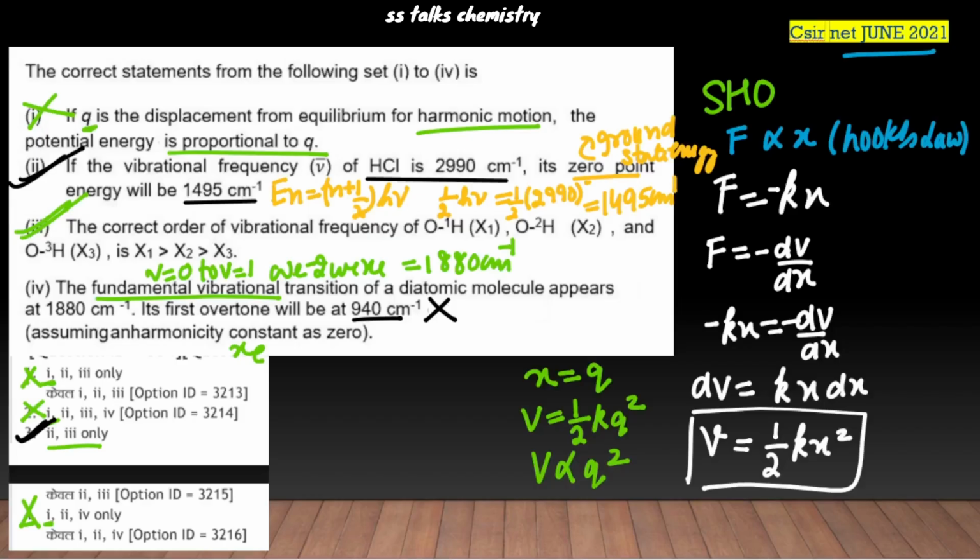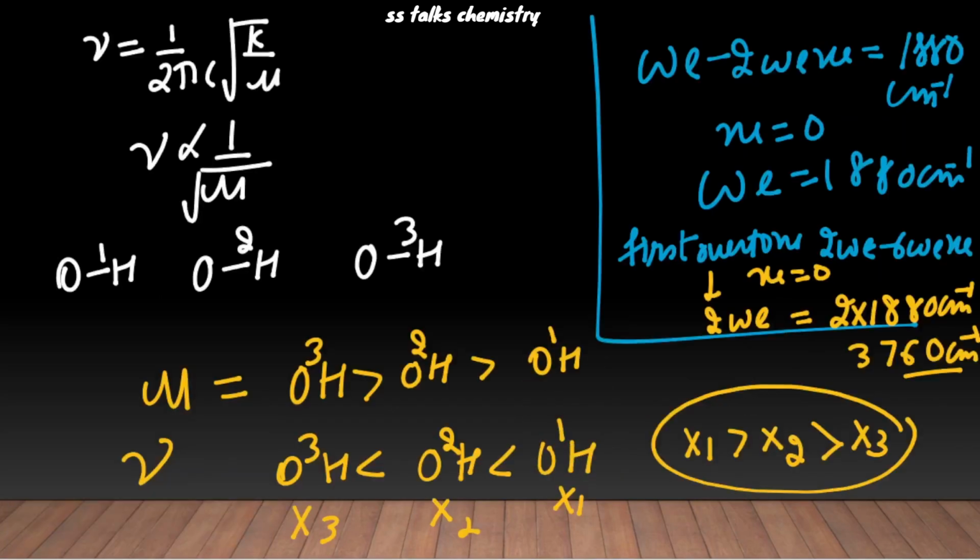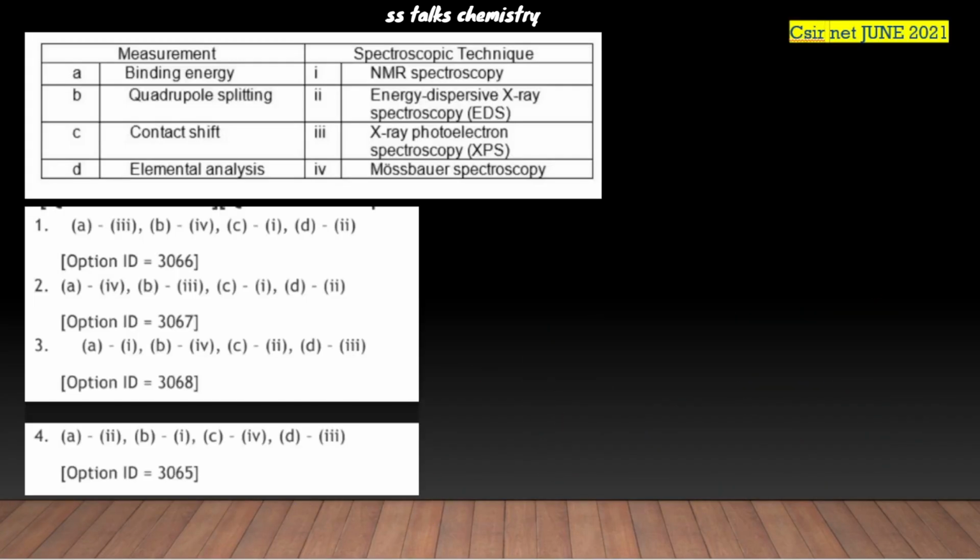Now the next question we are having, this one, is again from June 2021. A table has been given where the measurements and the spectroscopic techniques have been given. We have to just match them: which of the following spectroscopic techniques is used for the measurement of the following things.